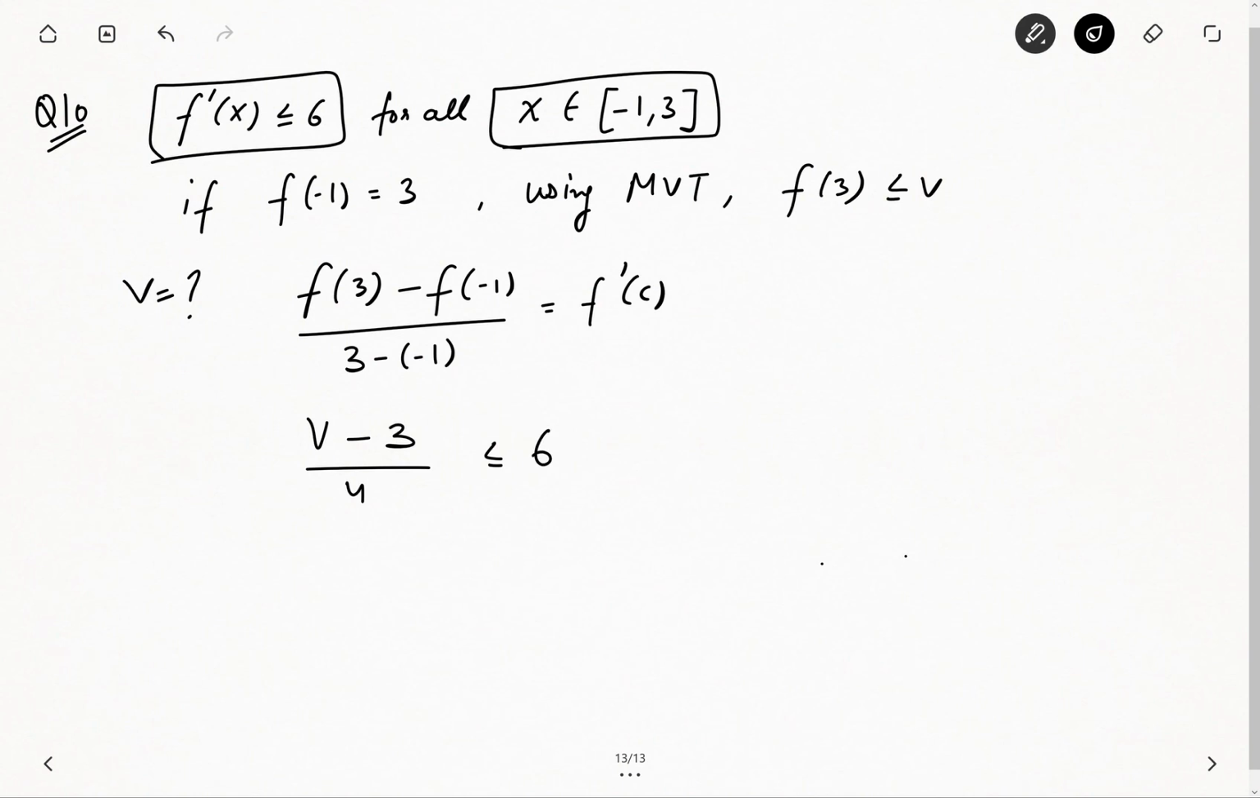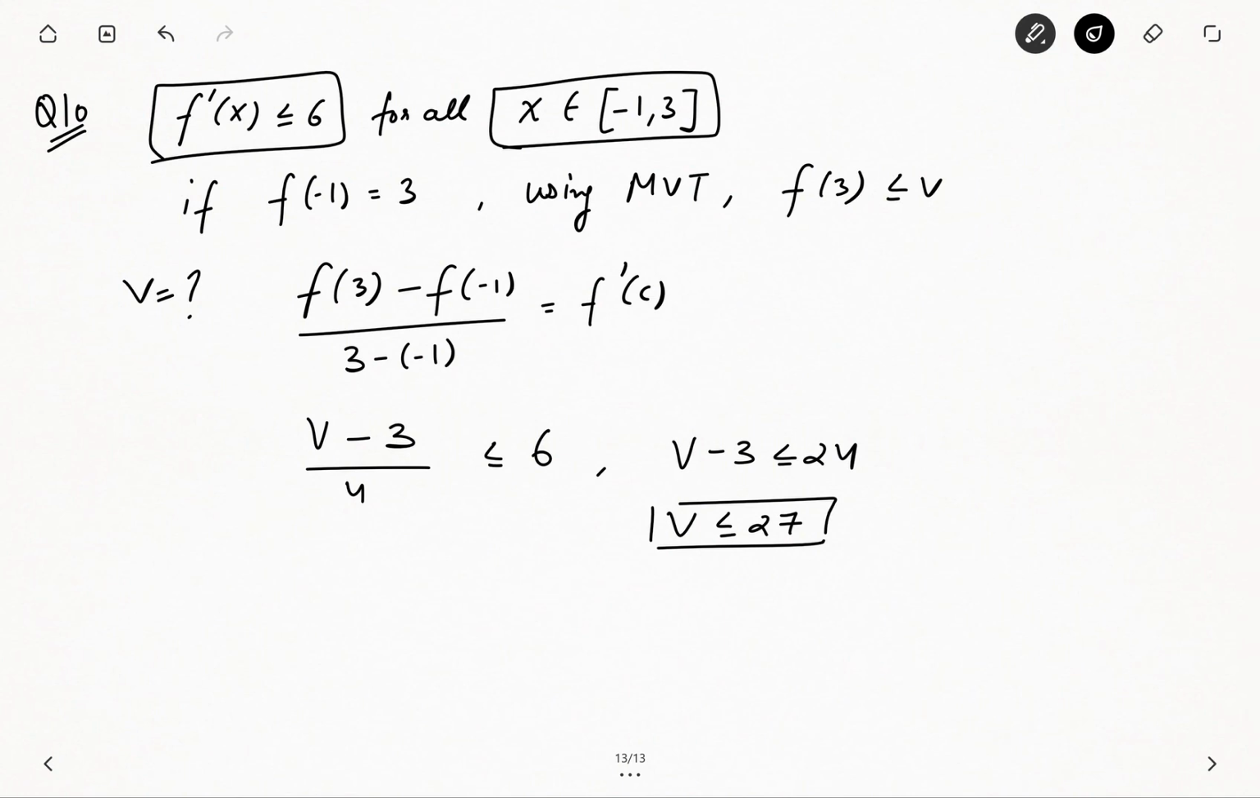From here, it's very easy to isolate for v. If you do so, you get v - 3 less than or equal to 24. Now you can move the 3 to the right side, and you get v less than or equal to 27. So the smallest possible v you have to pick is just 27. And that's it for the mean value theorem problems. Now we're going to start to talk about the other calculus tools we're going to need in this assignment.